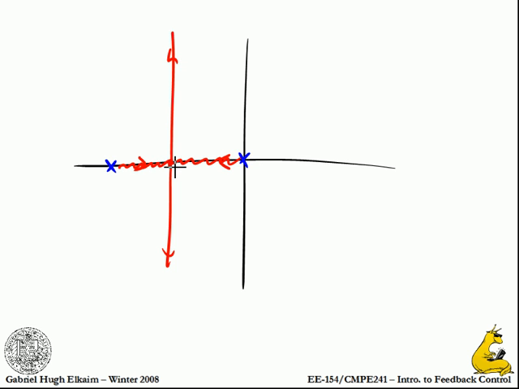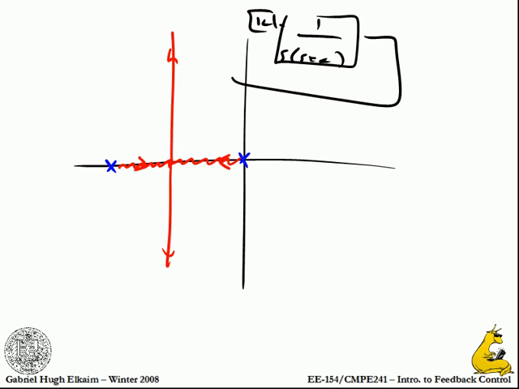All of a sudden I said, hey, given this system, which looks, by the way, like 1 over S plus A, I can tell you what, if I add K here and put this in a feedback loop, I can tell you where it goes as a function of K.